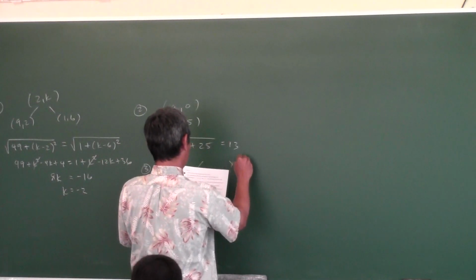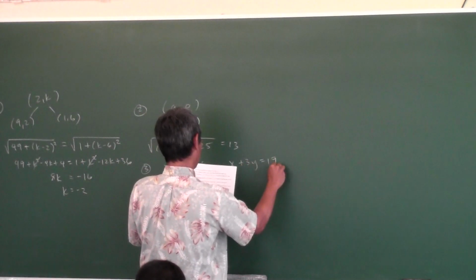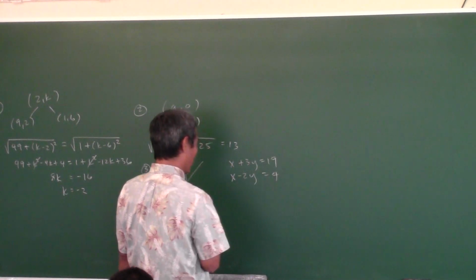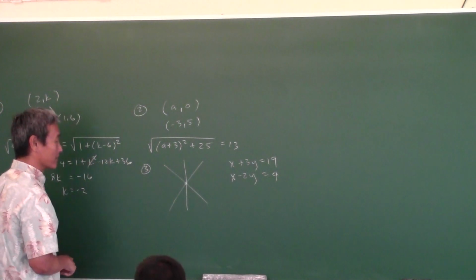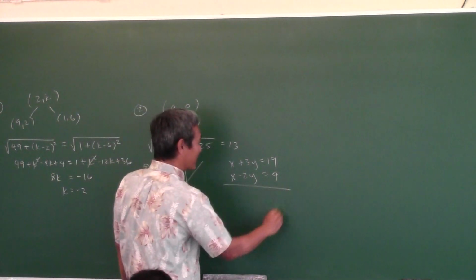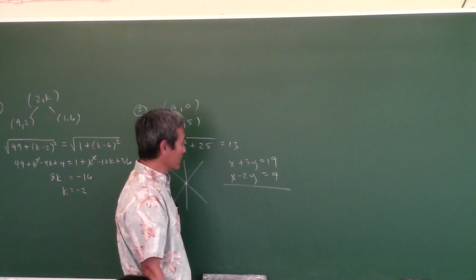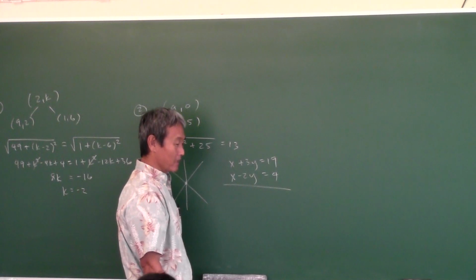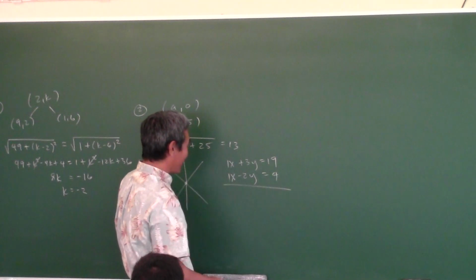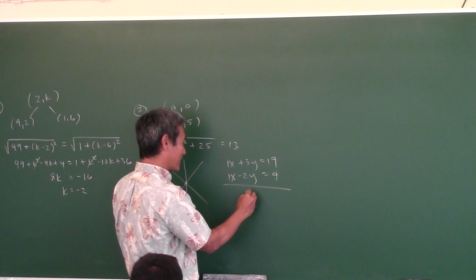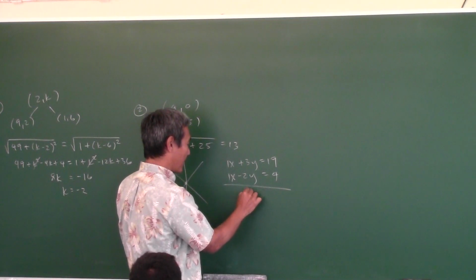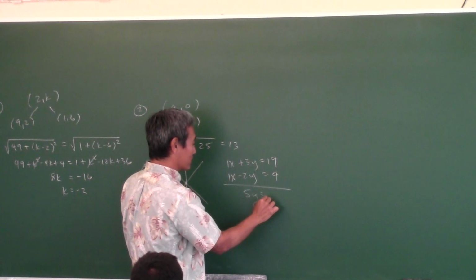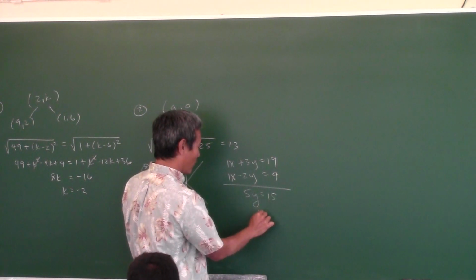So here's line 1: x plus 3y equals 19. Here's line number 3: x minus 2y equals 4. How did my algebra 1 teacher teach me how to find where 2 lines intersect? You line them up and use either the addition or subtraction method. What do you think in this case if you want to cancel out one of the variables? You subtract, because the coefficients of x are the same. So if you subtract, you get 5y equals 15. Therefore, y equals 3.